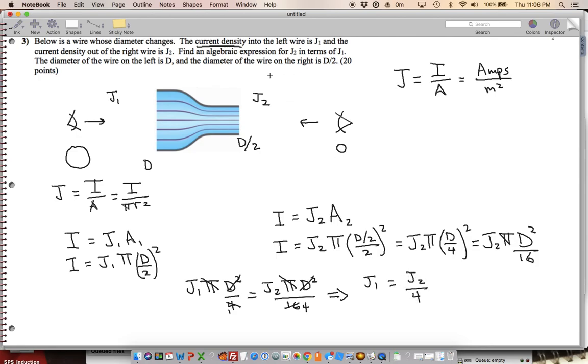And now if I go back up here, it says find an algebraic expression for J2 in terms of J1. So I'm just going to write J2 is equal to, cross multiply, 4 J1.